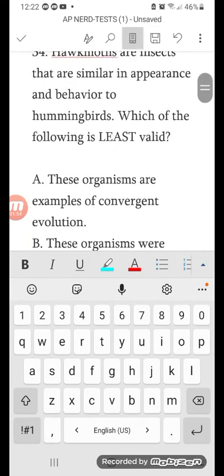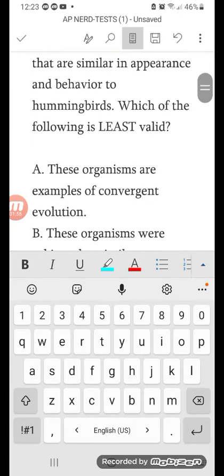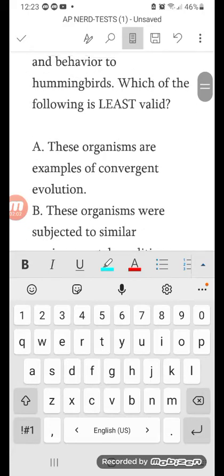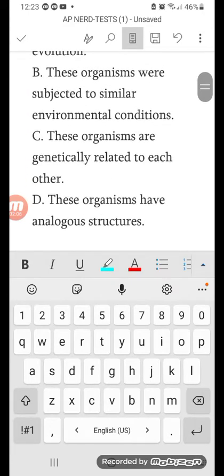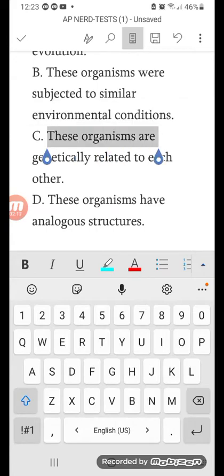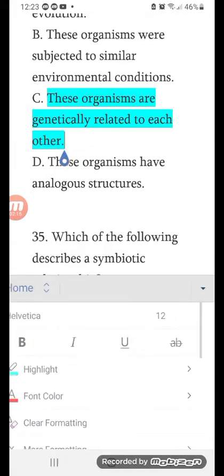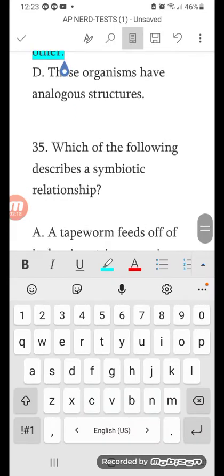Related: when we talk about hummingbirds and insects, they are definitely not related. Oh, so they are asking for the least valid. They are saying least valid. So, these organisms are genetically related? They are not related. When we talk about insects and birds, they are far away from each other.